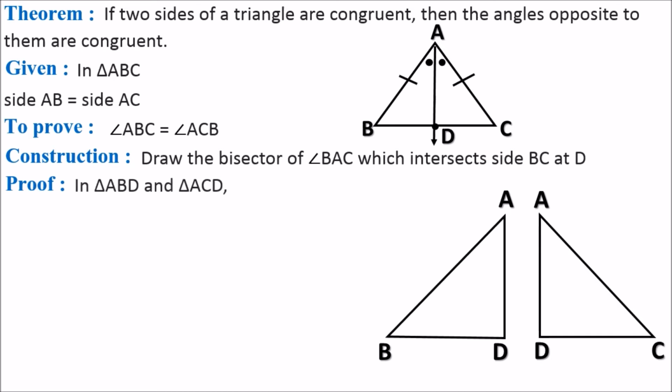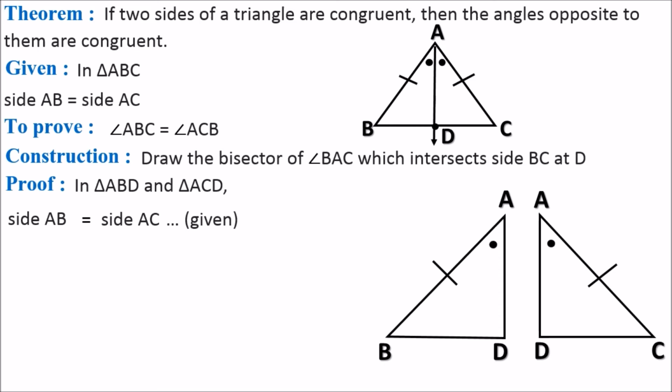Look at here, in triangle ABD and triangle ACD. Here we are going to find out which parts of these two triangles are equal. So look at these two triangles. Here side AB equals to side AC, right? Why are side AB and side AC equal? It's given. You can see the given part of this theorem. It's clearly given that side AB equals to side AC. So we can write here side AB equals to side AC. The reason is given.